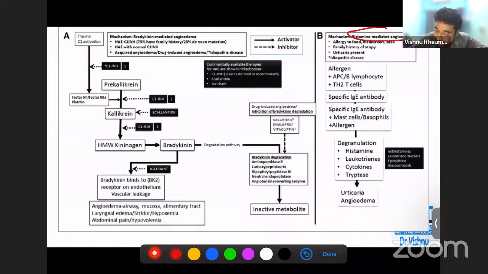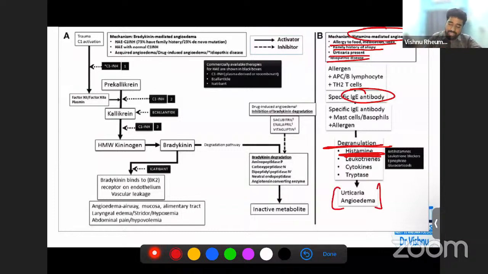So this is histamine mediated, right? With histamine mediated, a family history of atopy will be there, wheals will be there, urticaria will be there, idiopathic disease will be there, and allergy and other atopic features will be there. This leads to IgE mediated degranulation, leading to histamine primarily, along with various other mediators, leading to urticaria as well as angioedema.